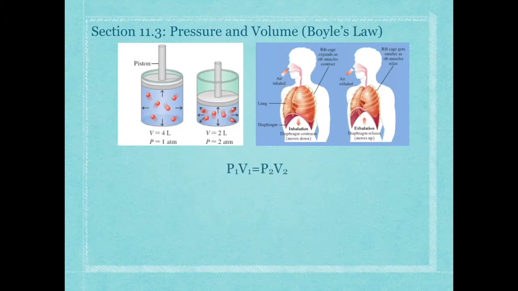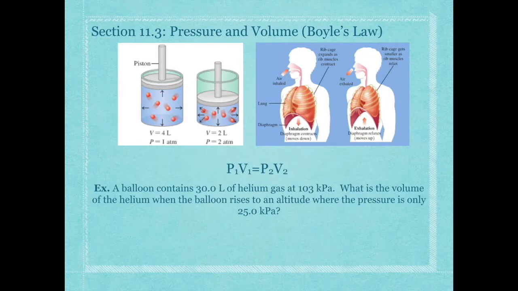So, in order to relate pressure and volume, this is Boyle's law: P1 V1 equals P2 V2. P1 refers to the initial pressure, V1 is the initial volume, P2 is the new pressure, and V2 is the new volume. So let's look at an example of how to use this.